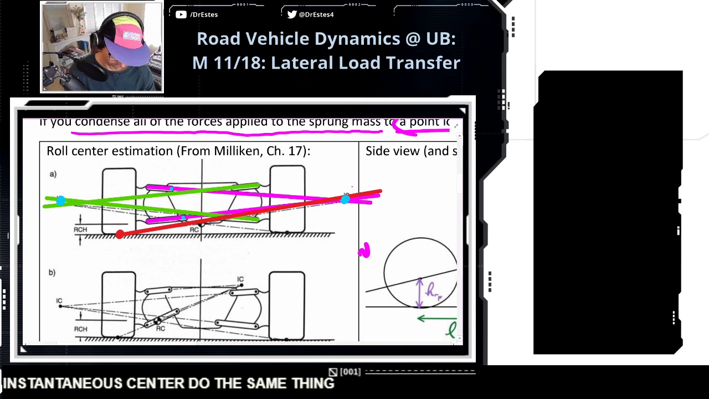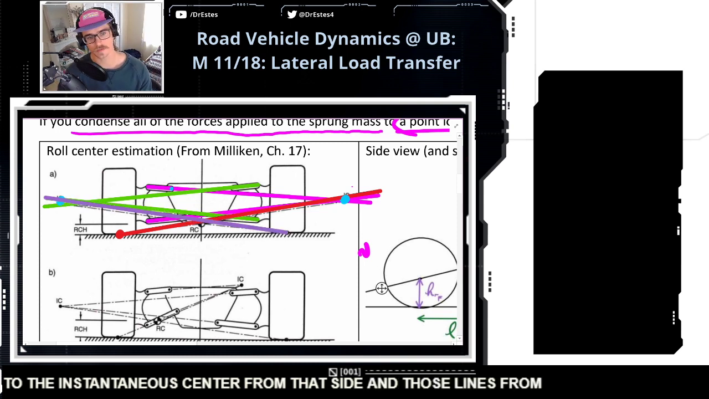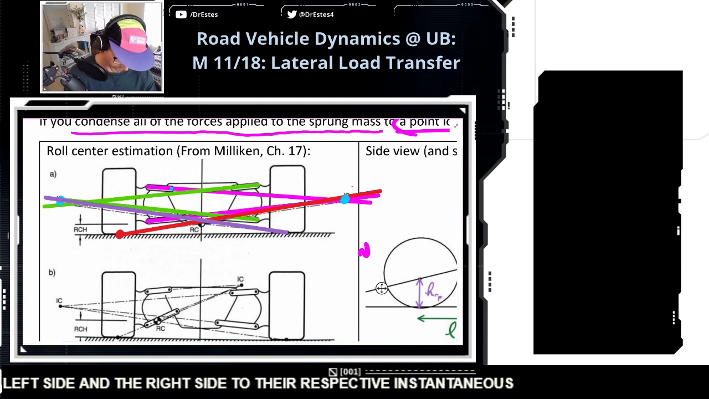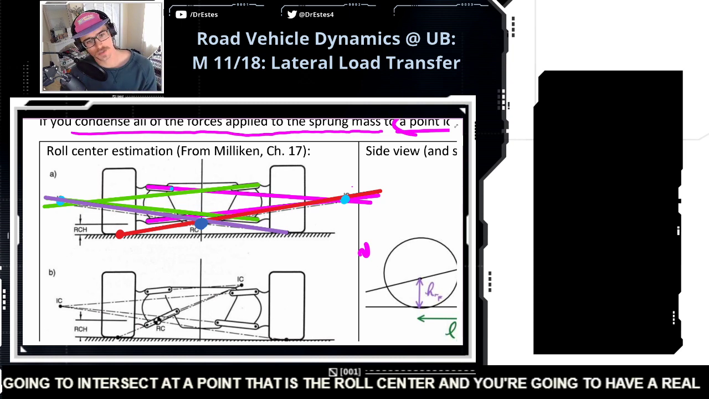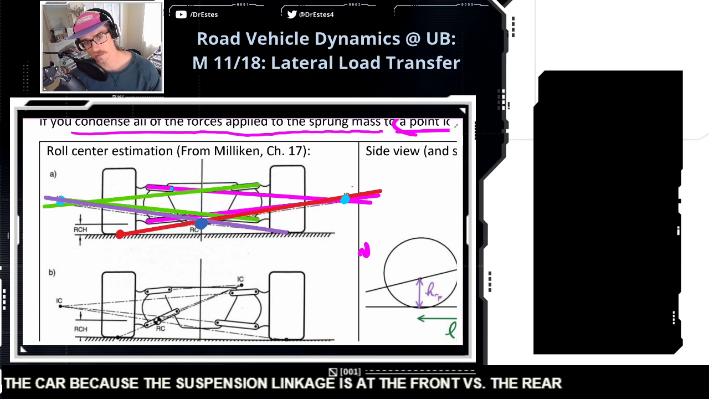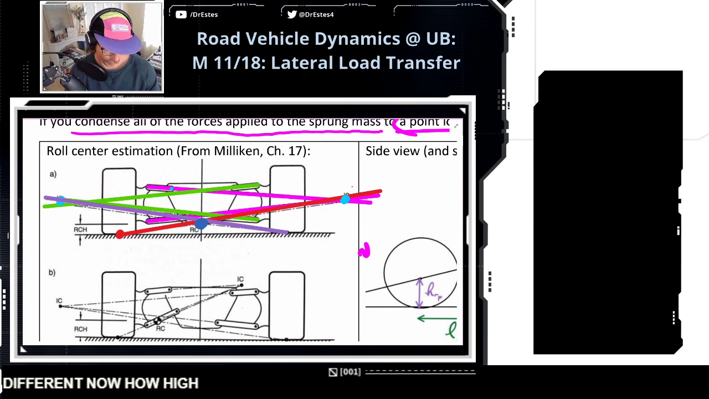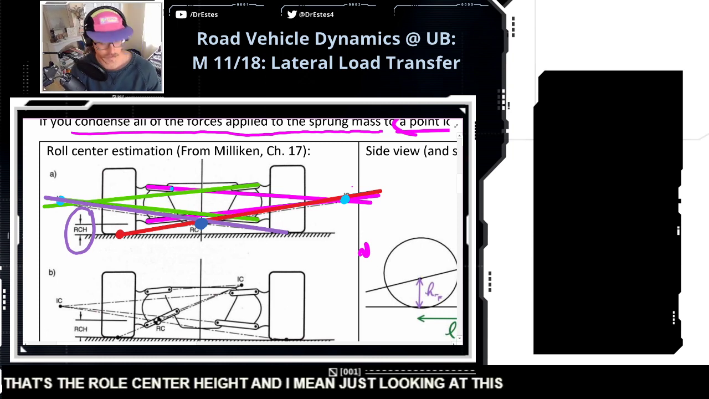Do the same thing for the other side, and connect to the instantaneous center from that side. Those lines from the tires on the left side and the right side to their respective instantaneous centers are going to intersect at a point. That is the roll center. You're going to have a roll center at the front of the car and a roll center at the rear of the car, because the suspension linkages at the front versus the rear might be different. Now, how high that roll center at the front or the rear is off the ground, that's the roll center height. And just looking at this, you can see it's very close to the ground.